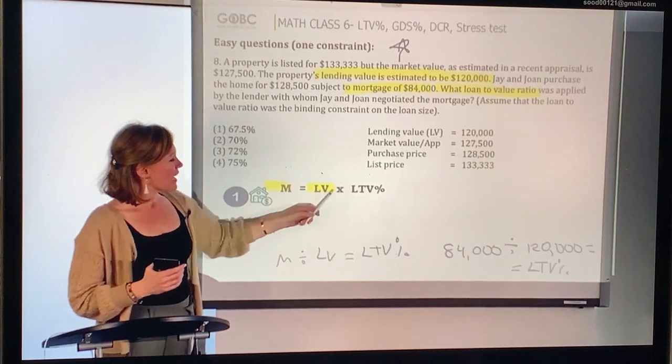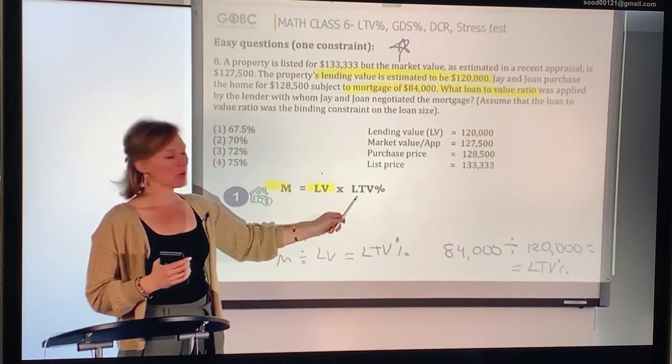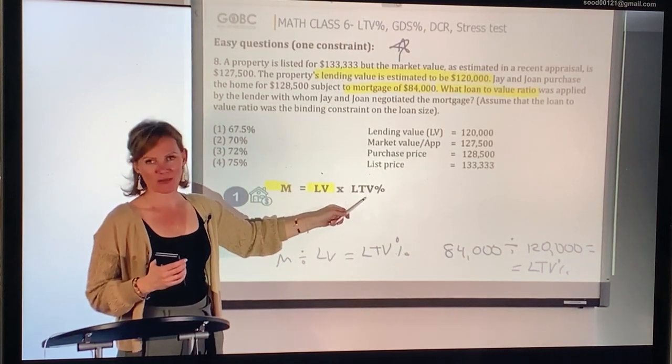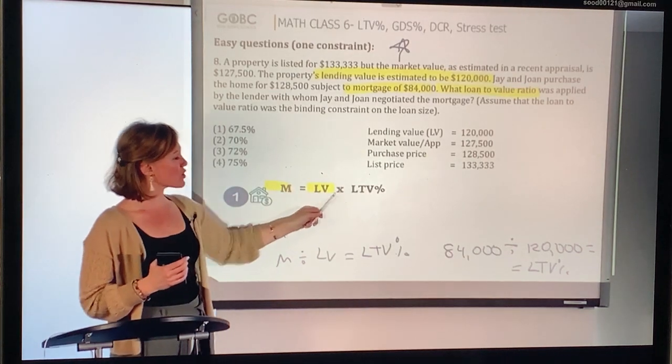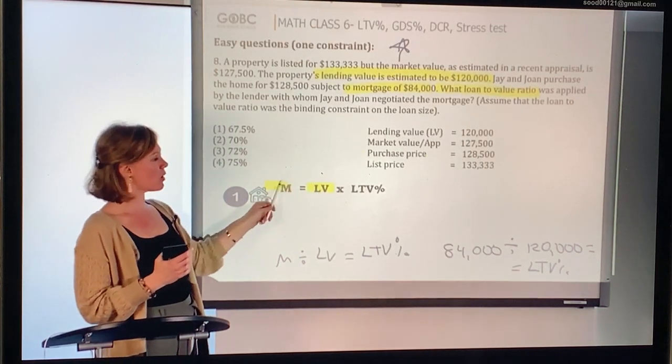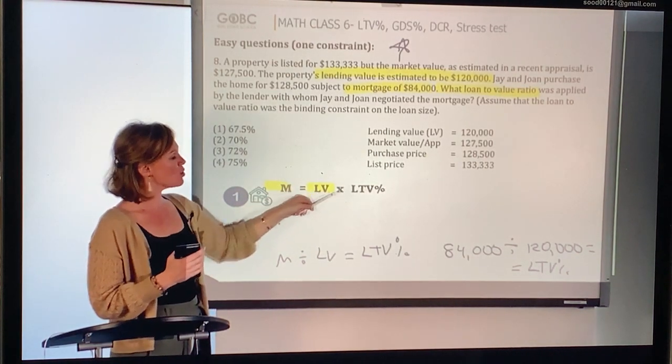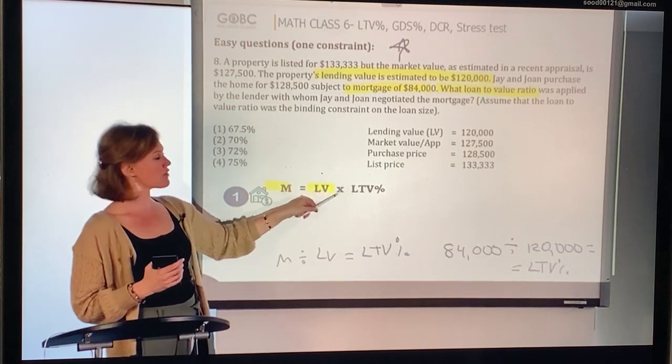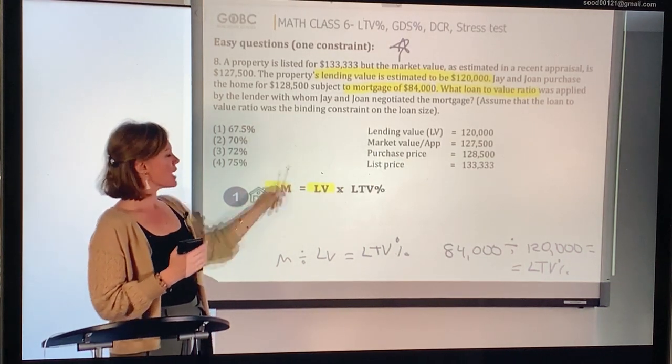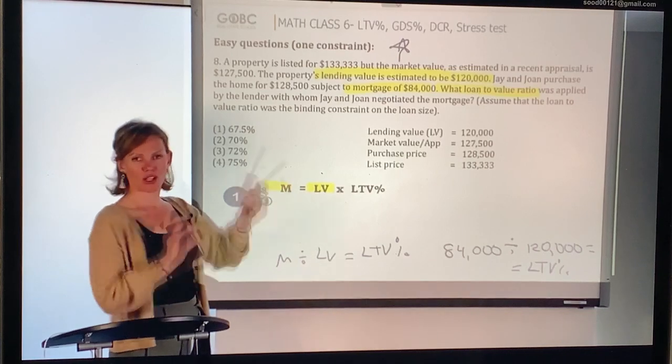Right now, if I'm looking for this loan to value ratio, if it's on this side, it has to stay there. And everything that is attached to this loan to value ratio has to move across the equals, to the opposite side, and it has to change the sign. So if it's multiplication, it has to move as divide. If that was plus, it would move as minus. So you always have to change the sign in there.